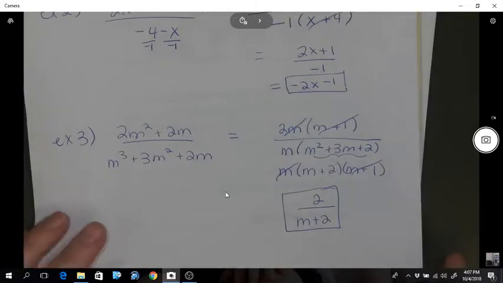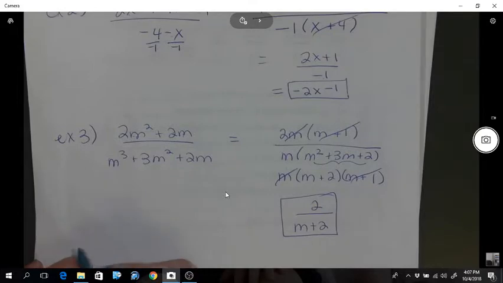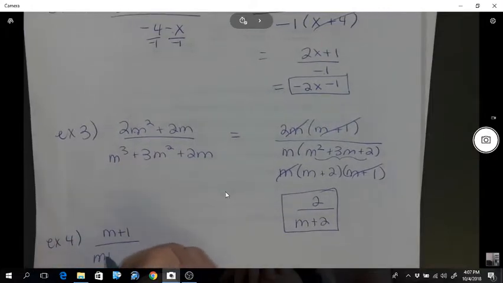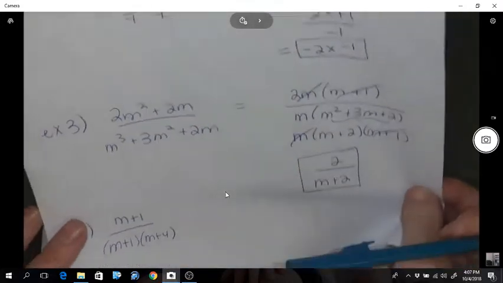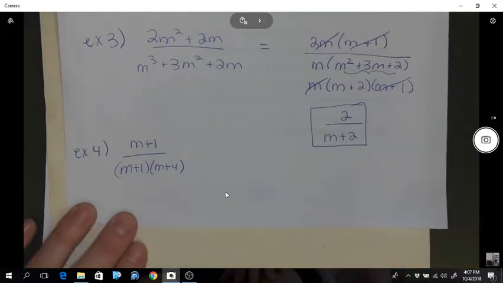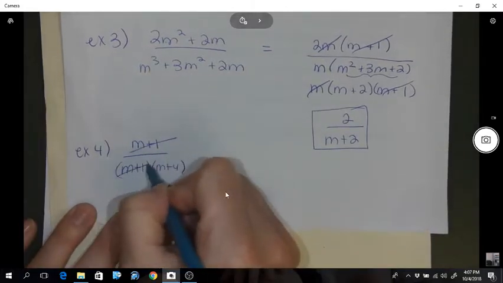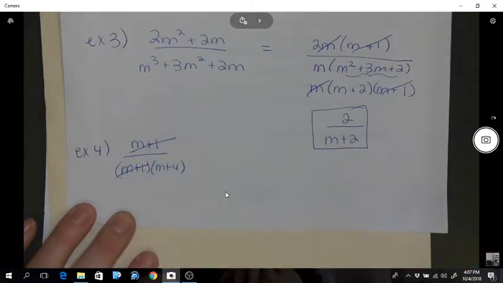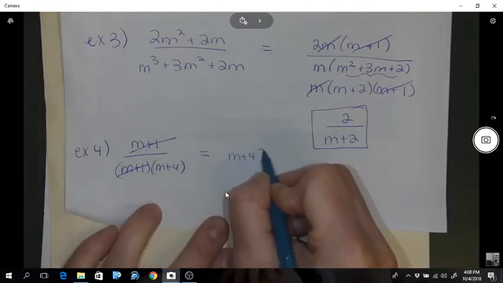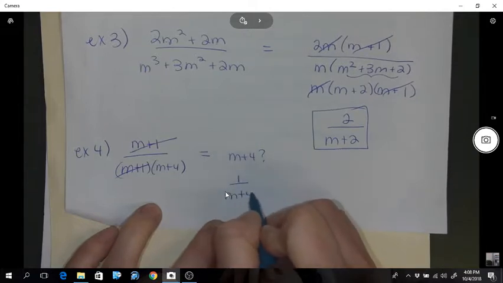Okay? Here's a question for you. Actually, let's do this quickly. Okay, I've already factored this for you. If I have something like m plus 1 over m plus 1, m plus 4, and we do our canceling, how am I going to write my final answer? I'm going to give you two options. Is it m plus 4 or is it 1 over m plus 4?